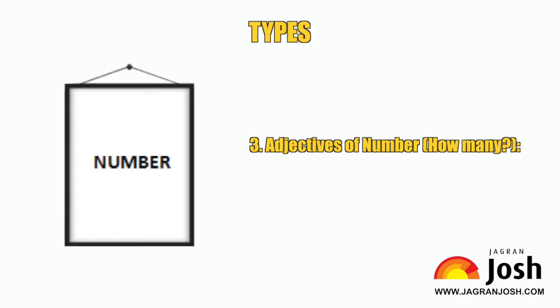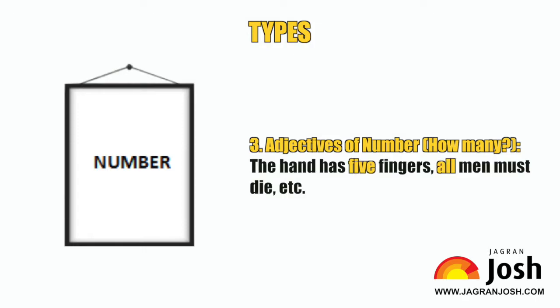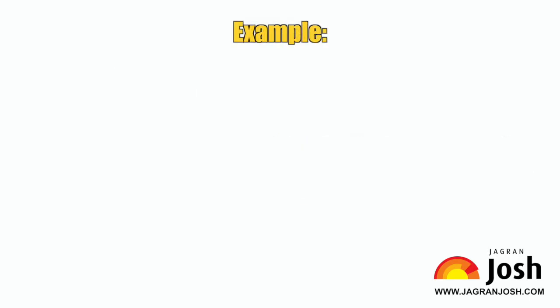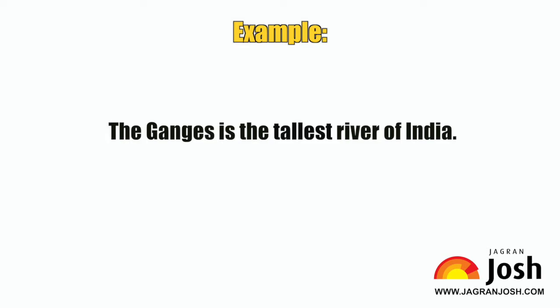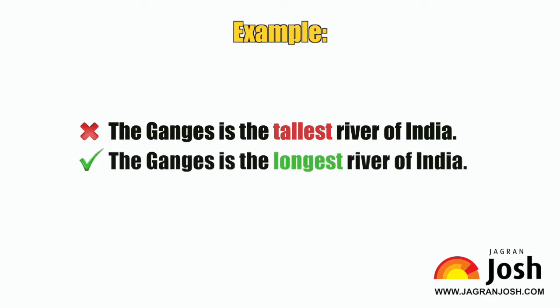Number 3. Adjectives of number. How many? The hand has 5 fingers. All men must die, etc. Example: The Ganges is the tallest river of India. This sentence is wrong. The correct answer is: The Ganges is the longest river of India.